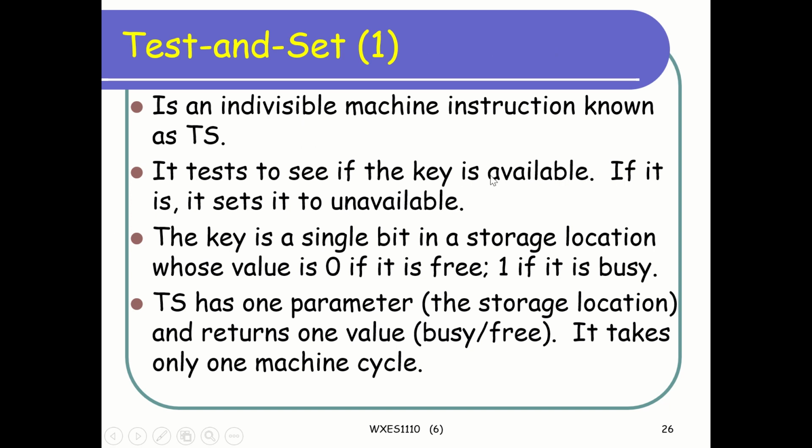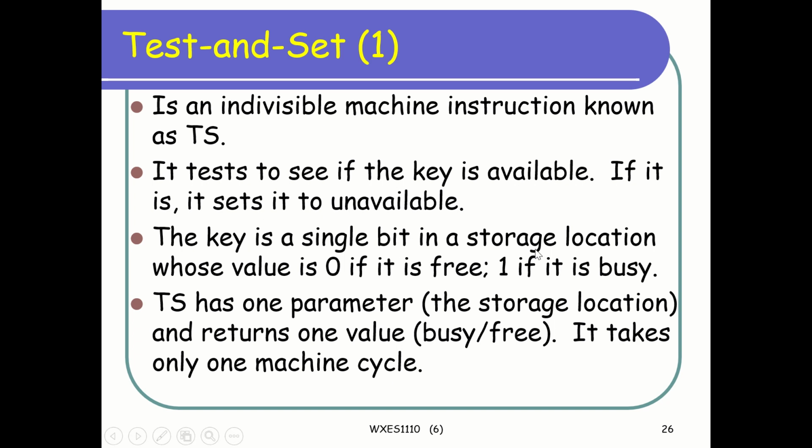It tests to see if the key is available. If it is, it sets it to unavailable. The key is a single bit in a storage location whose value is 0 if it is free and 1 if it is busy. Test and set has one parameter, the storage location, and returns one value, busy or free. It takes only one machine cycle. So test and set sees whether the key is available, and if it is, it sets it to unavailable to other processes.